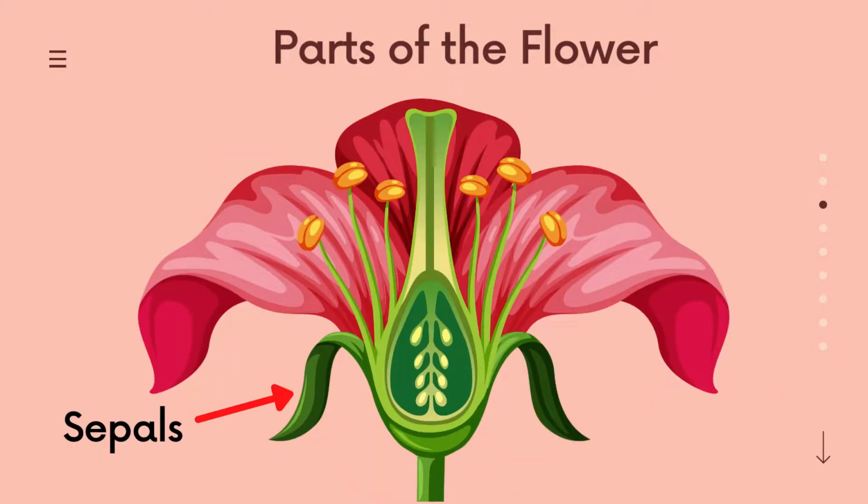Finally, on the flower, there are sepals. This part of the flower is usually green in color, and it protects the flower when it is in bud, and it supports it when it is in bloom. So there you have it, students. These are all the parts of the flower.